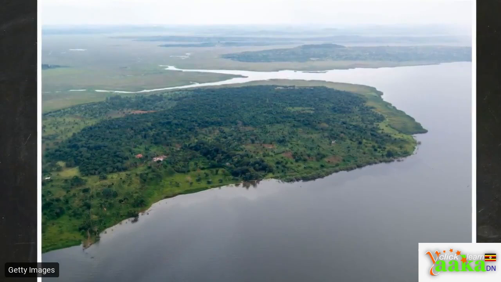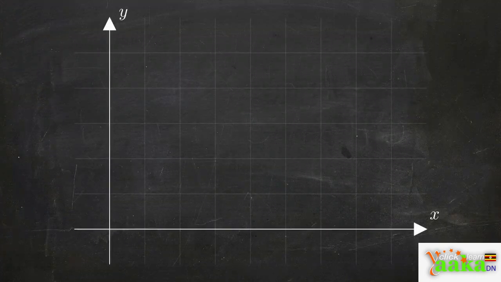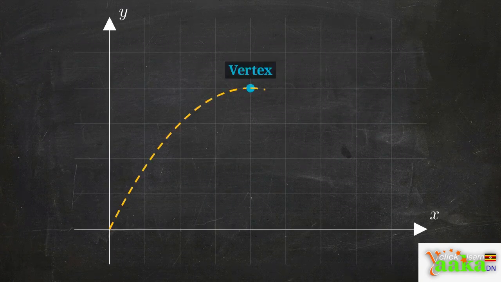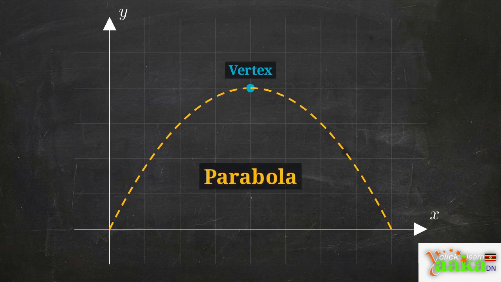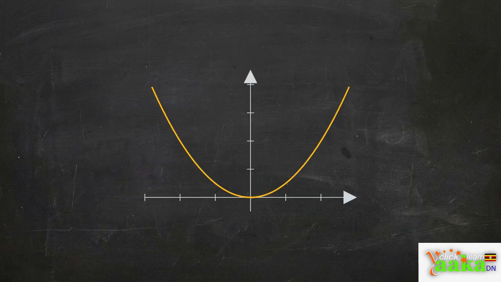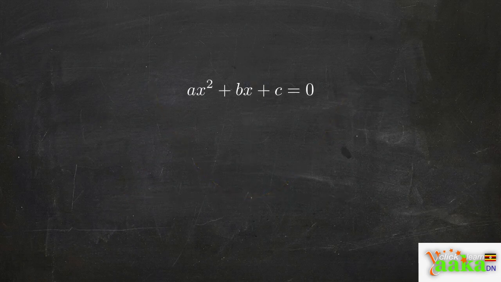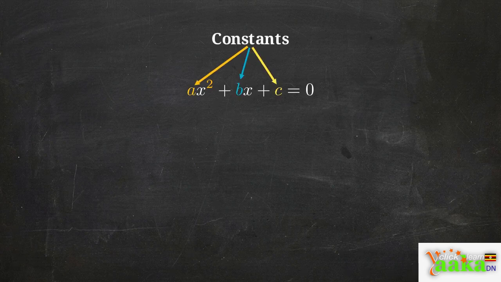If you throw a stone into Lake Victoria or watch a football sail through the air during a free kick, the path it follows is a parabola. Quadratic equations generate these curves. The unknown variable's highest power is always 2. Standard form uses constants a, b, and c.